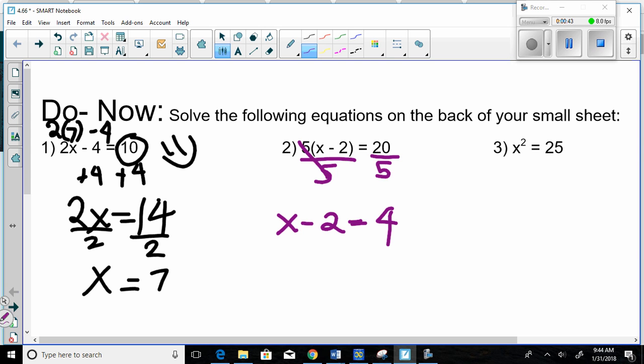But did I get x by itself? No. Gabby, how do I get x by itself? Add 2. And I end up getting x equals what? 6. How could I check my work? Plug it in, plug it in.